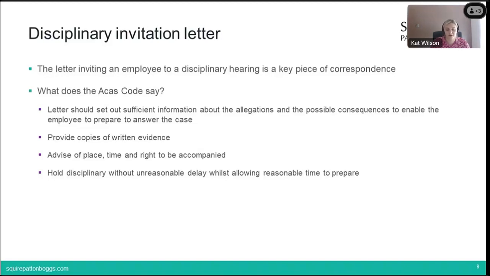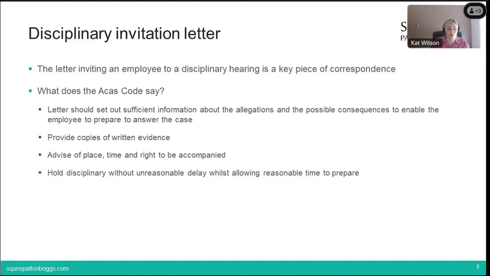And there are a few things that need to be included in there to make sure that it complies with the ACAS code. I've set these out on the slide and I'll run through them quickly now. There needs to be sufficient information about the alleged misconduct and its possible consequences to enable the employee to prepare to answer the case at the disciplinary hearing. In other words, you need to make sure that you're spelling out the allegations in as much detail as possible.